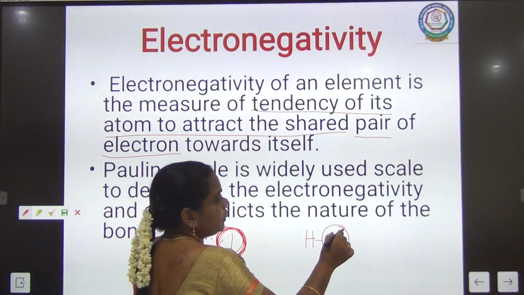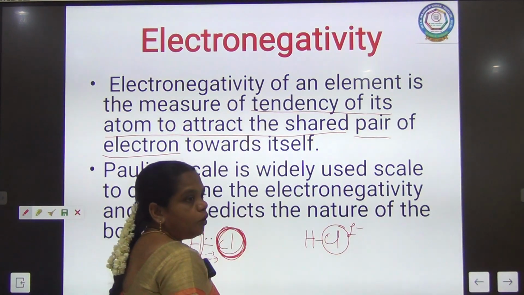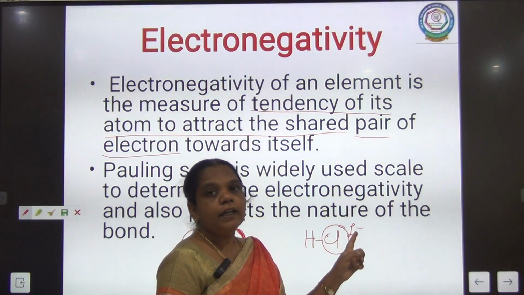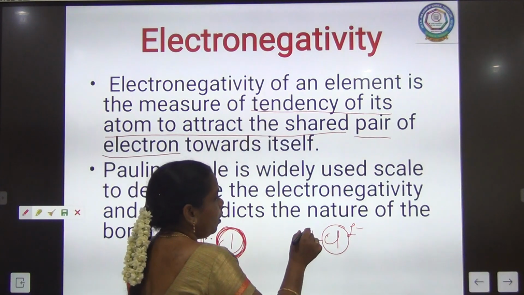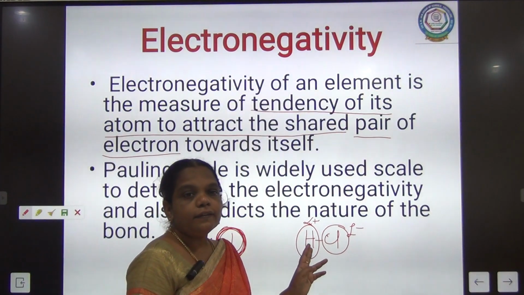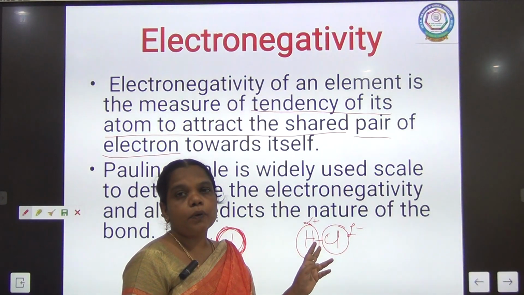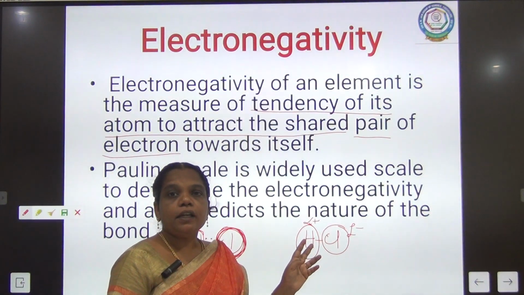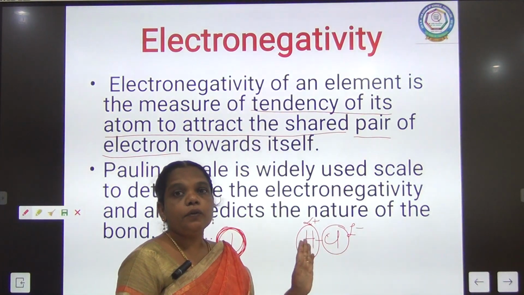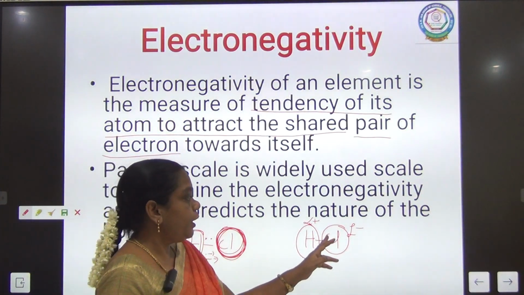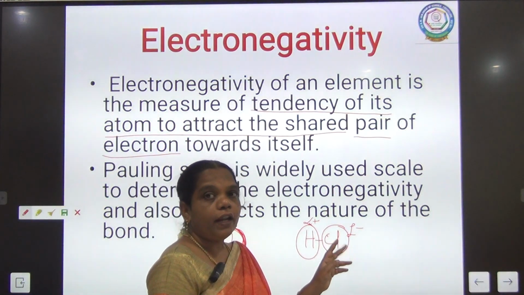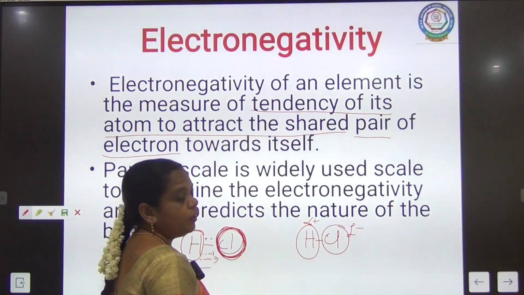Due to this, partial charges form. More electron cloud lies towards chlorine, so a partial negative charge is created around it and a partial positive charge around hydrogen. But they are not considered an ionic compound. Ionic compound means one completely loses an electron and the other completely gains it. Here, due to its more electronegative nature, chlorine attracts the shared pair of electrons towards itself.